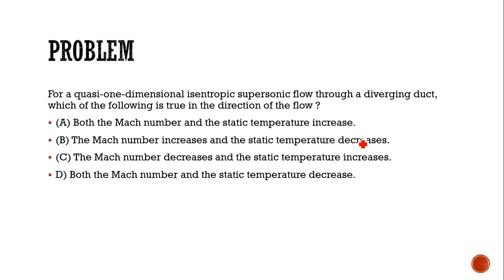If you have a diverging duct for supersonic flow, and they have given isentropic also, then there will be expansion only, isentropic expansion. So for an isentropic expansion in a diverging duct, the Mach number will be increased only. Since it is an expansion, Mach number always increases. So this answer is wrong because the Mach number is decreasing. This answer is also wrong because the Mach number is decreasing. From the remaining answers, just tell me the correct answer.